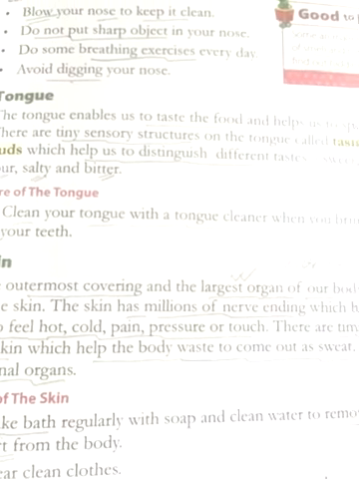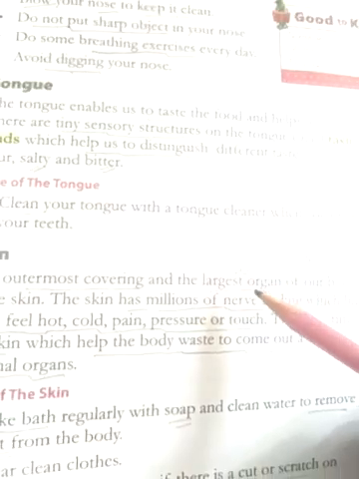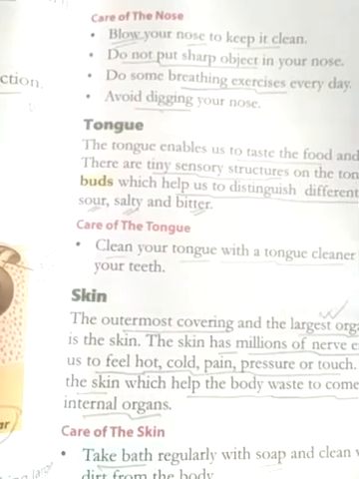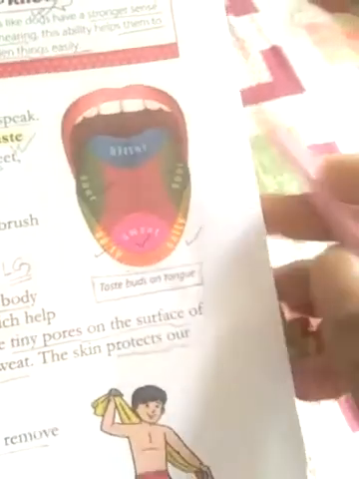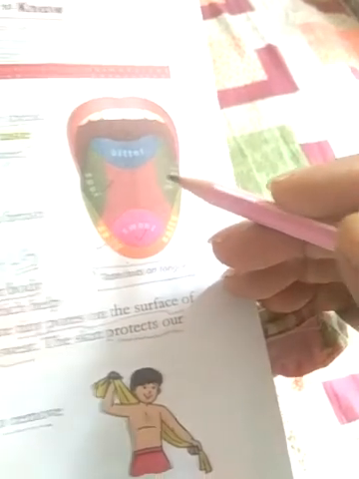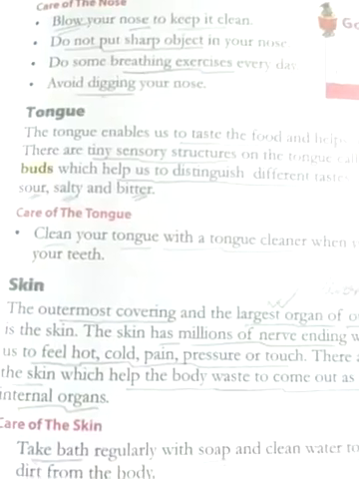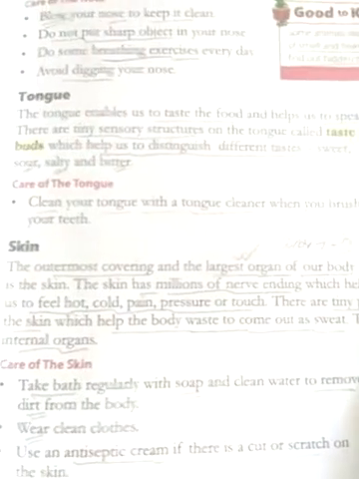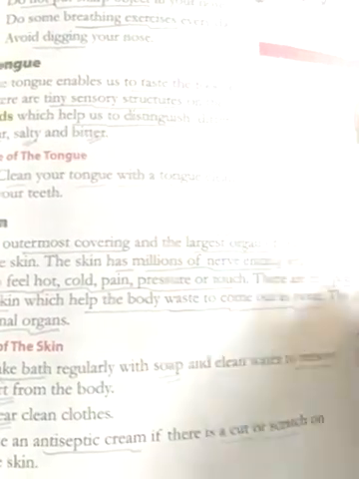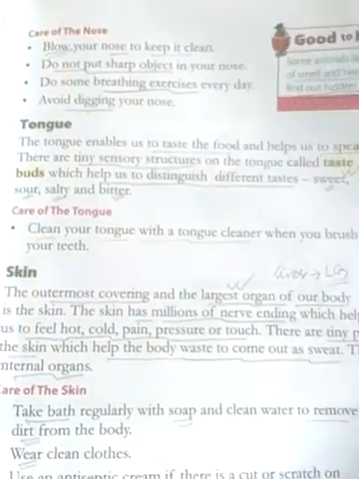And these taste buds help us to distinguish the different tastes such as sweet, salty, sour, and bitter, because as we know there are 4 different types of taste buds present on the tongue, and due to this we can easily differentiate among the different tastes. Now, how to care for the tongue? We should always clean our tongue with the tongue cleaner while we are brushing the teeth.